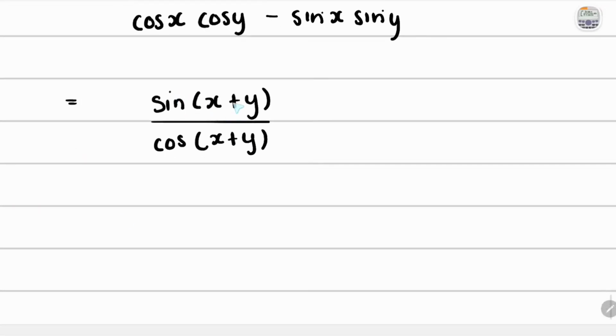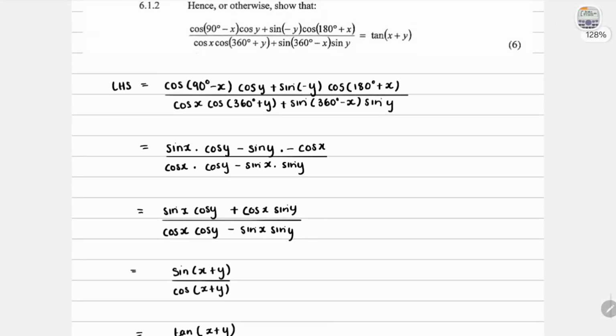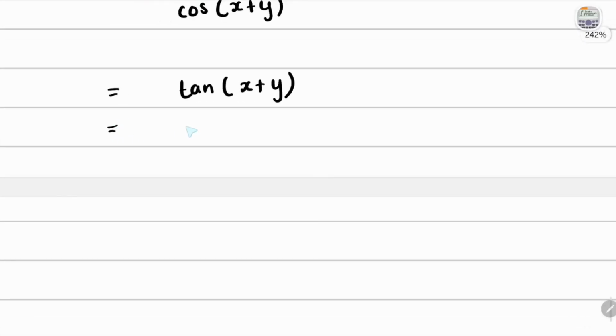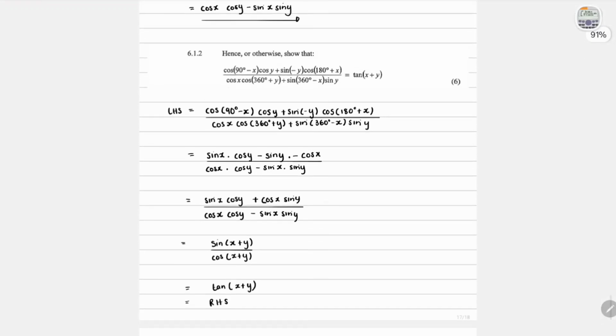Now we've got sine of an angle over cos of the same angle. You know that sine A over cos A, the identity of that is tan A. So this would simply just be equal to tan of the angle that they have in common, x plus y. And that is the right-hand side, as we can see. So the left-hand side really is equal to the right-hand side. And we have proven this identity.